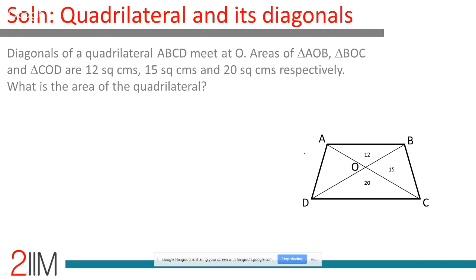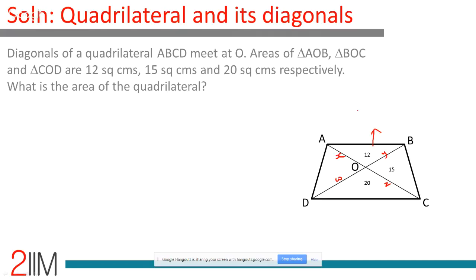We've been given AOB, BOC, COD areas, and we need to find area of triangle AOD. We're going to do a little bit of discussion on how we can go about this kind of question with a funda in between. So let AO be X. Let OB measure Y. Let BC measure Z. Let DO measure W.